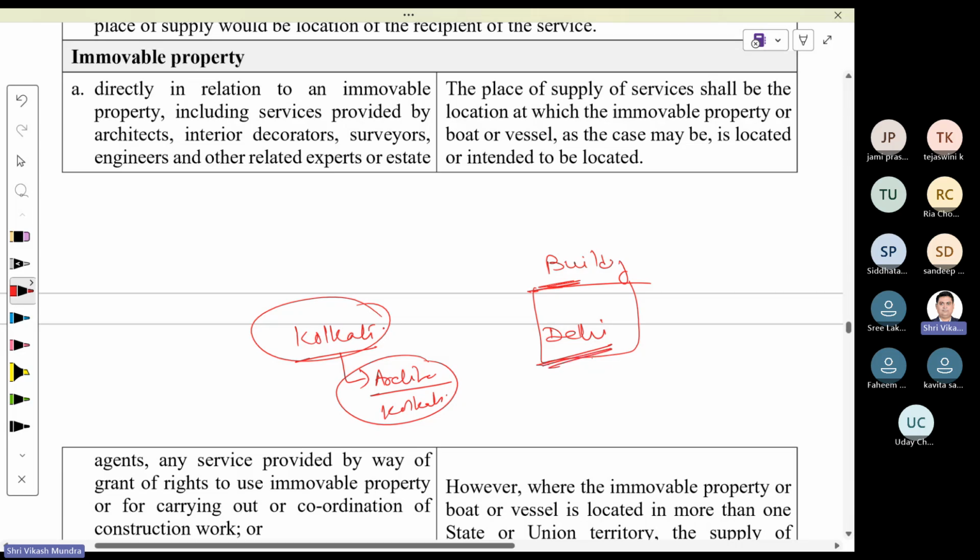Hence, in this situation, whatever service is provided by this architect relating to this building shall be considered as place of supply in Delhi. Even though he is located in Kolkata, it would be considered as if he is providing services to me in Delhi. That means it would be considered an interstate transaction, and accordingly, IGST would be applicable.